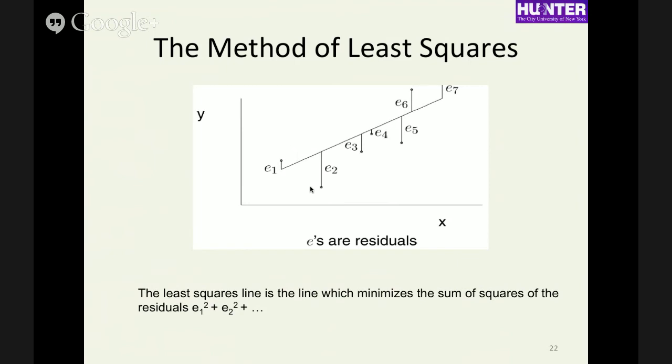Yes? We're basically just calculating the curve. Yeah.